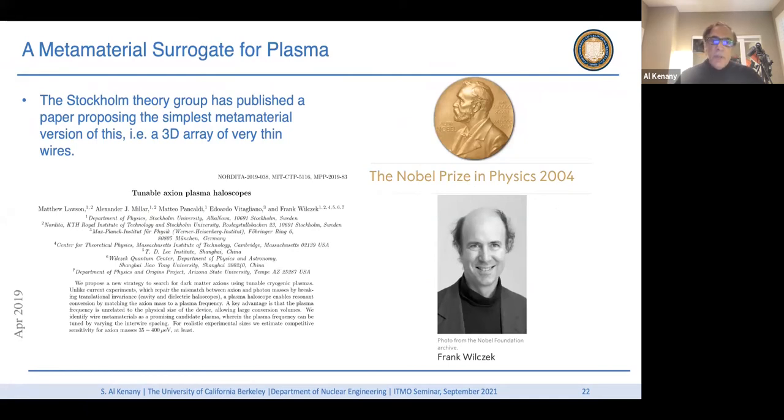The Stockholm theory group has published a paper proposing a very simple application of metamaterial, which is a 3D array of very thin wires. And this paper is published by Lawson and Miller, suggesting the tunable axion plasma haloscope.